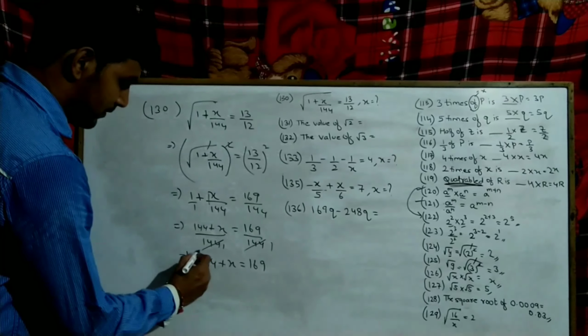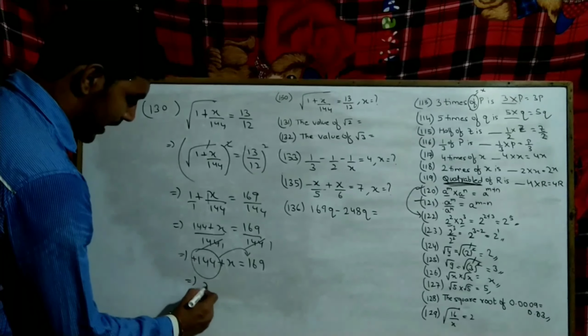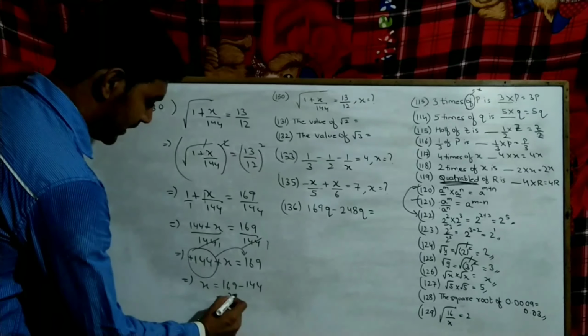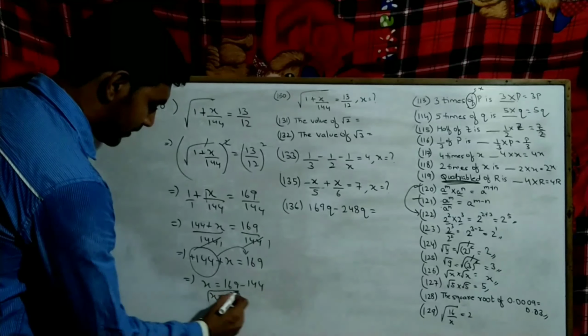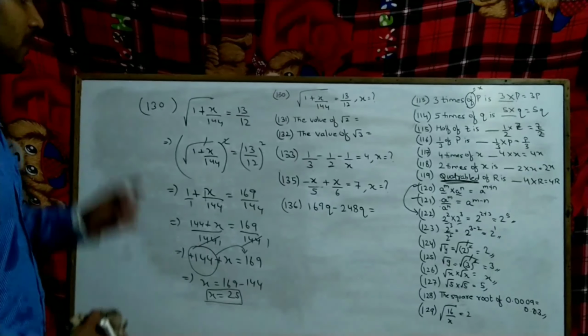Now this plus 144 goes to that side and becomes minus. So x is equal to 169 minus 144. It comes 25. Okay, clear? So this is the 130 sum.